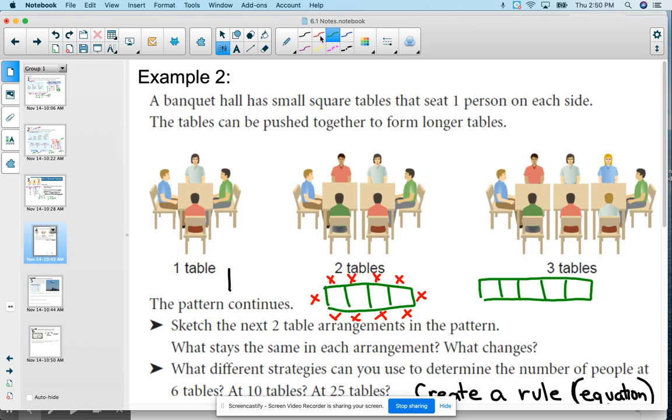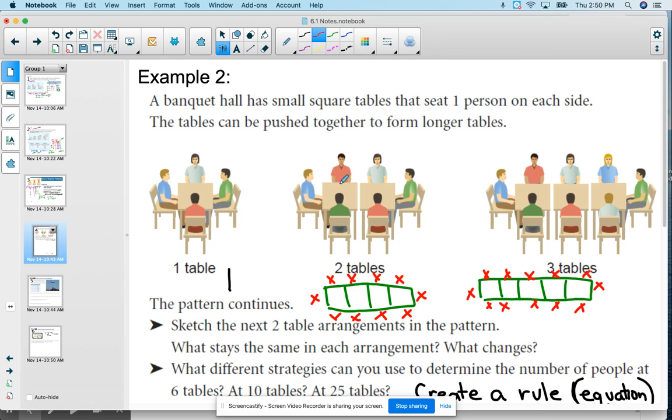How many people? Where would they sit? Okay, so there's my next two table arrangements. What stays the same in each arrangement? Well, what should you notice? Okay, the end people are always going to end up being the same. You're just increasing by 2 people each time.